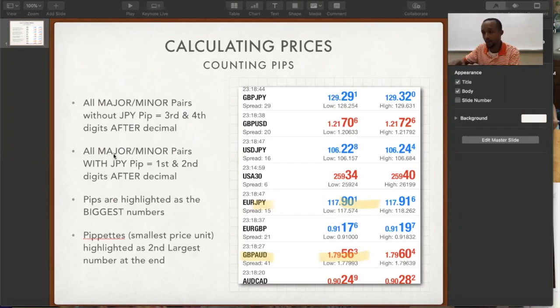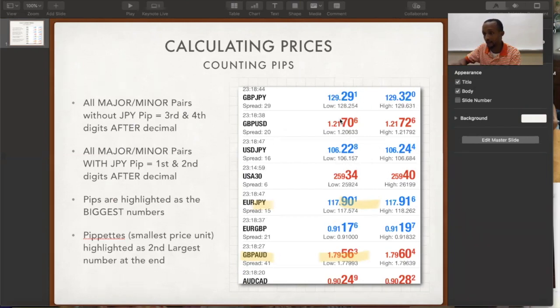And then any pair that has JPY involved, whether it be USD JPY, Euro JPY, whatever the case, if there's a JPY on the end, you're going to calculate the pip with the first and second digit after the decimal. Example here with USD JPY, you got 106.228. The 22 is your pip. And you can see that because it's highlighted as the larger two numbers in the price. You will see that on your trade screen if you're using MetaTrader 4.